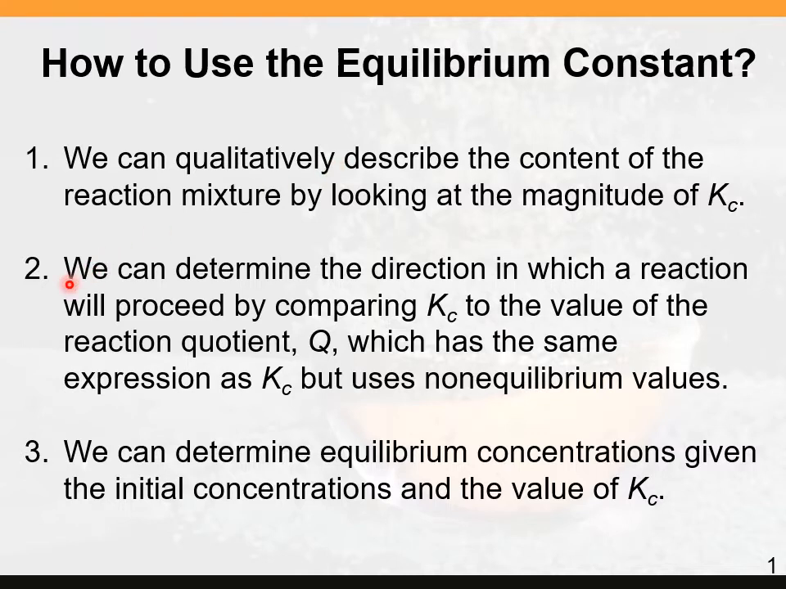Also, we can determine the direction in which a reaction will proceed in order to reach equilibrium. This starts with a non-equilibrium state, and the reaction will eventually reach equilibrium, but by favoring which direction? By favoring the product side or by favoring the reactant side. We're going to use the reaction quotient in that discussion. And lastly, we are going to learn how to determine equilibrium concentrations for any given initial set of concentrations and the value of Kc.